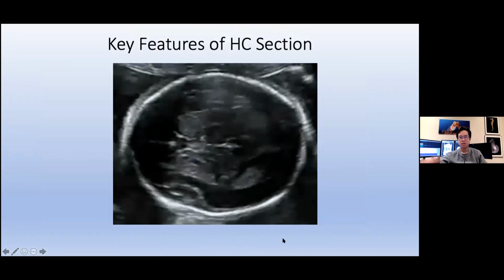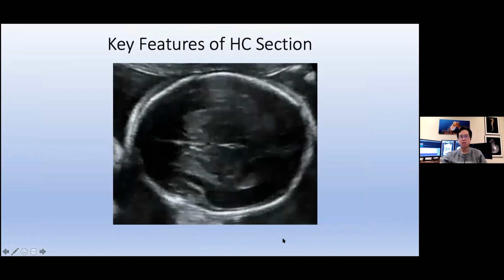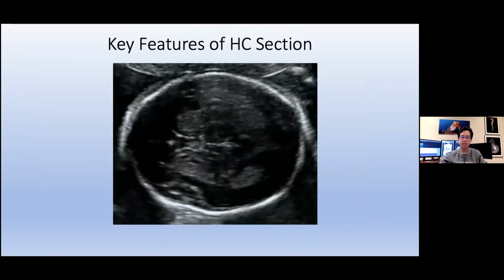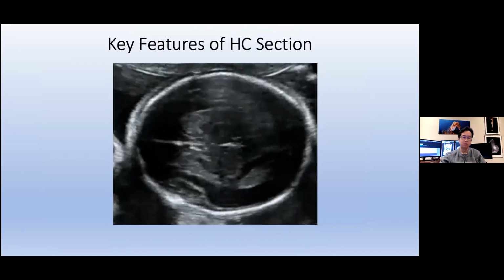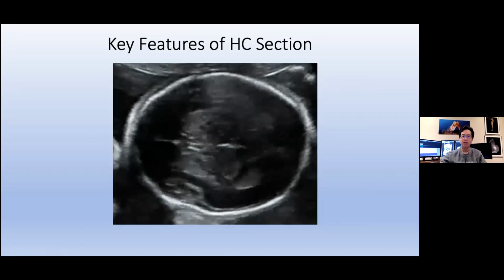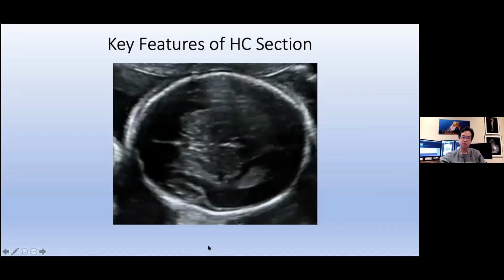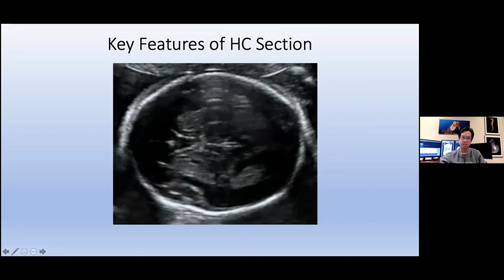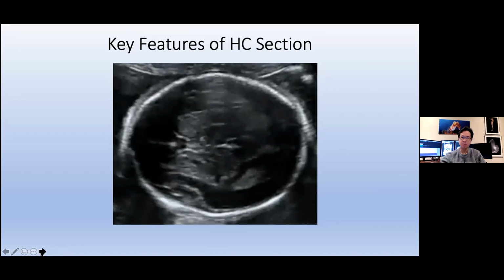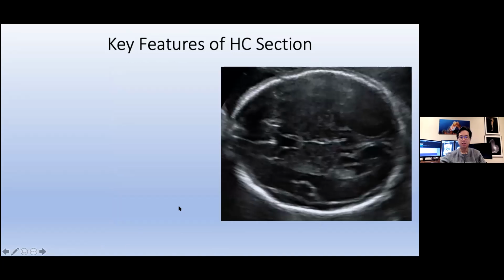Okay, so we'll start talking about the fetal head, and specifically the head circumference section, because that's one of the fetal biometric measurements that we would like to get. So here's a cine image of the fetal head section that we're trying to optimize. Okay, so the keys of this.